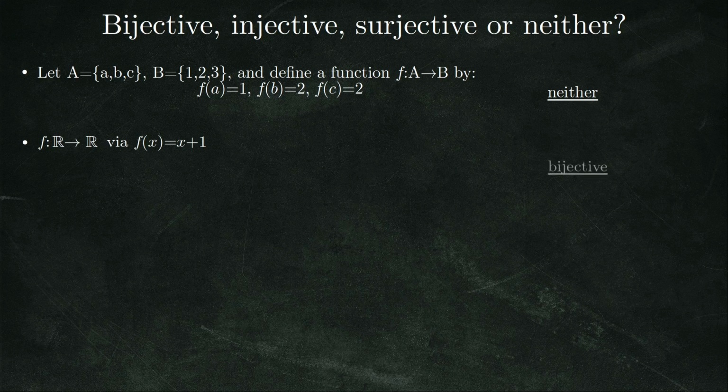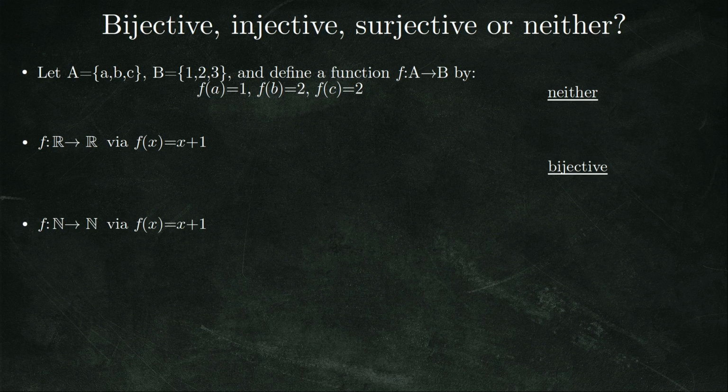This is bijective. And we can see that because every value in the domain, every real number gets mapped to a unique real number as the output. And for every real number, we can find an x that maps to it. So it is bijective.